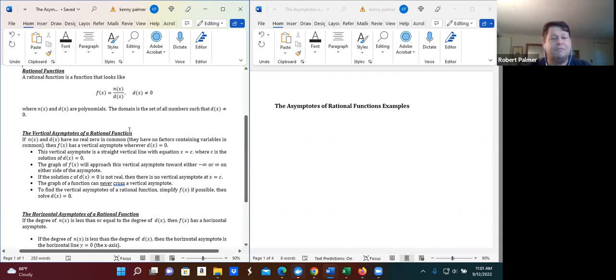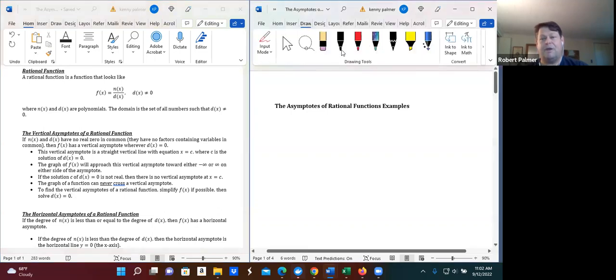Now, if you set the denominator equal to zero, and the solution is not real, involves i or something like that, then there's actually no vertical asymptote there. Also, this is really important. A graph can never cross a vertical asymptote, because crossing it, touching it, would mean that you'd be dividing by zero, and that would be undefined. So a graph can never cross a vertical asymptote. And finally, to find the vertical asymptotes of a rational function, we're going to simplify f of x if possible, then solve denominator equals zero.